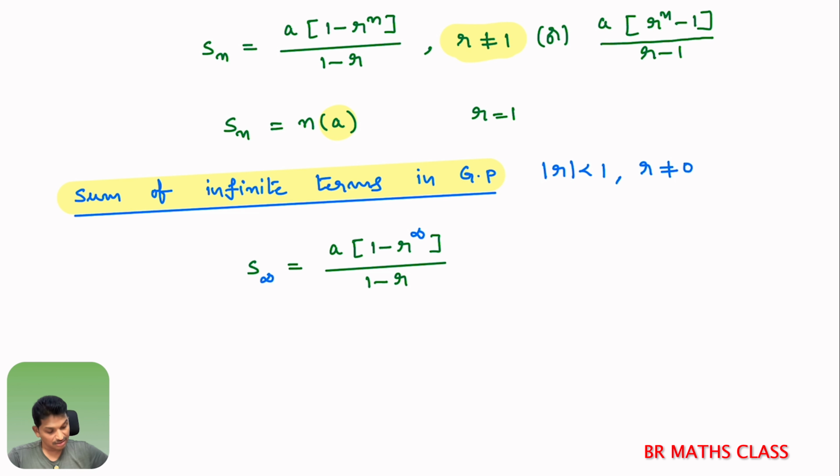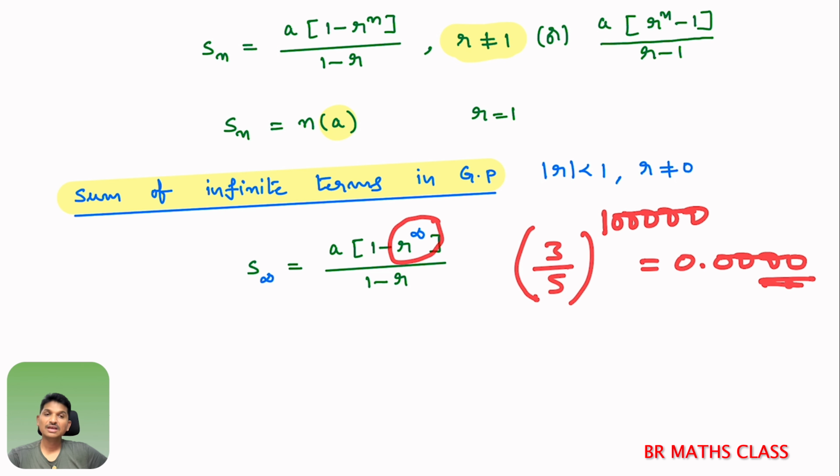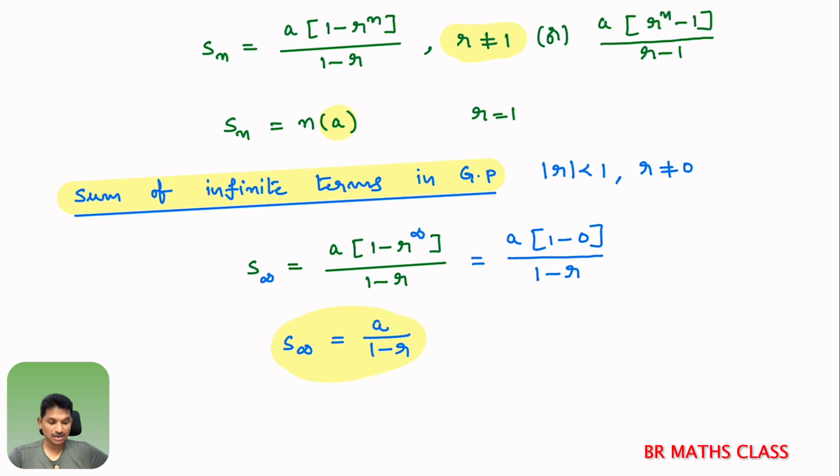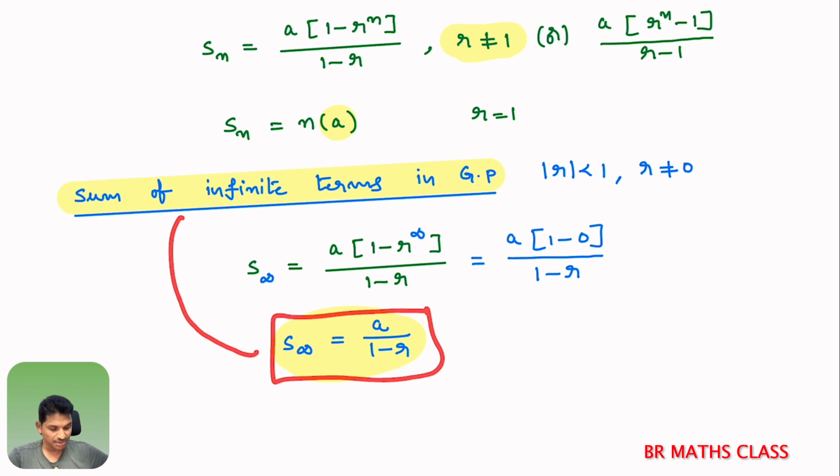So here, when you take a number which is less than 1, and when we do that whole power infinity, suppose something like 3 by 5. 3 by 5 is less than 1. You write one very big number as the power. What is this value? 0.000 something you will get, which is nothing but 0 only actually. So, when we calculate sum of infinite terms and r value less than 1, this term will become 0. Then what you will get in that case? You will get a into 1 minus r power infinity, which becomes 0, divided by 1 minus r. So sum of infinite terms in geometric progression formula is a divided by 1 minus r. This is the formula we use to calculate sum of infinite terms in geometric progression.